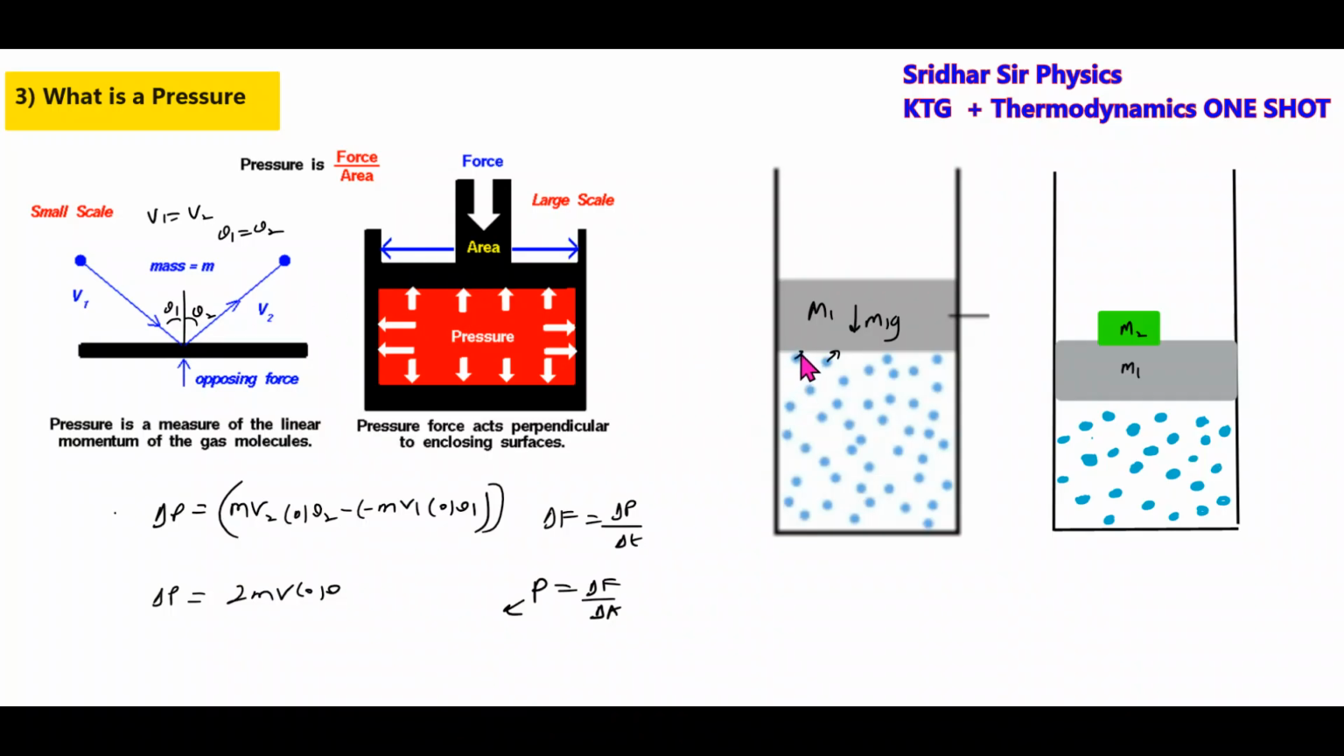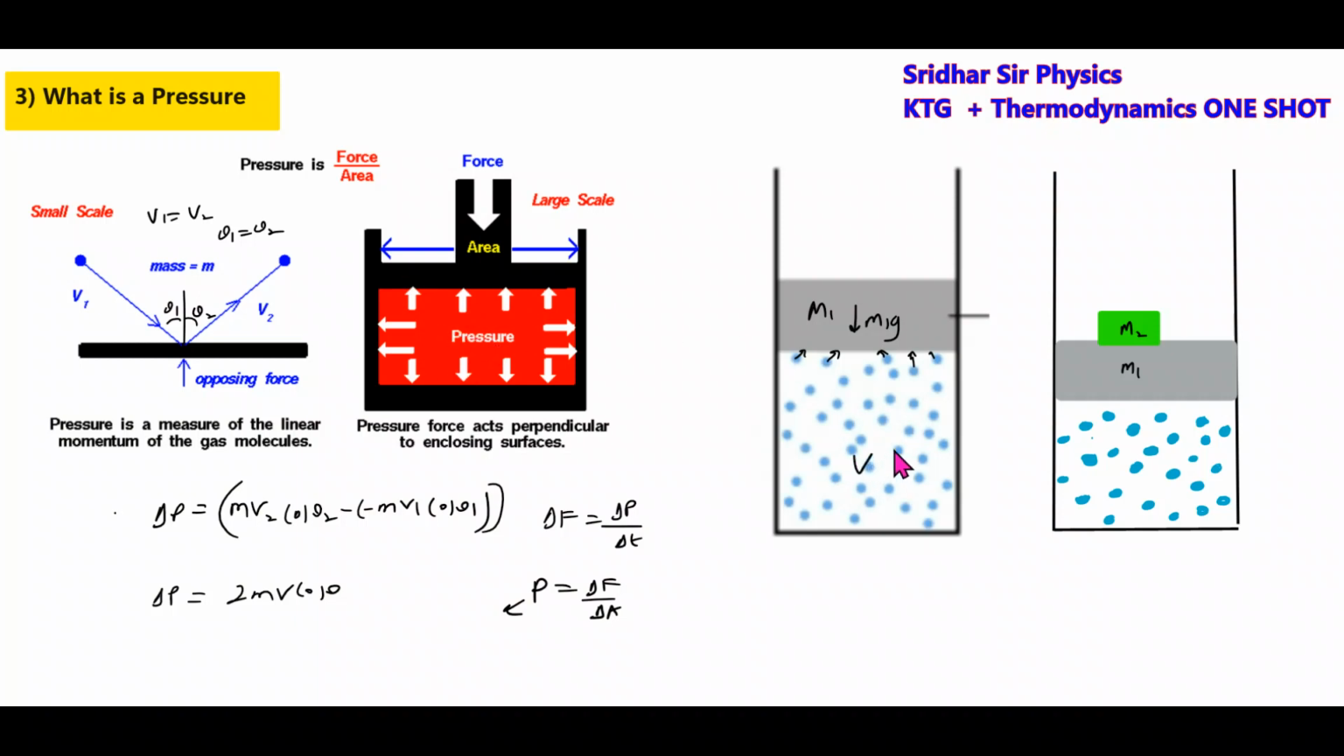This molecule will collide. This molecule will collide. This molecule will collide at a given instant. So each molecule will exert force F1, F2, F3, F4, F5. The resultant force per unit area will become pressure. Like that, the molecules will be colliding with the piston, with the side wall, with the bottom, with the side wall. So like that, this force per unit area will become the pressure of a gas.